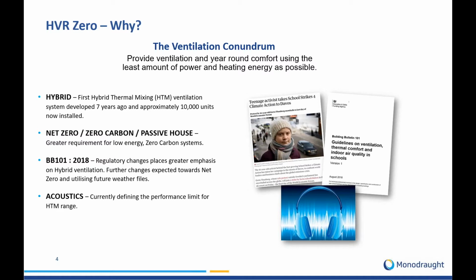It led on from things like our hybrid products we developed 7 years ago. We've installed approximately 10,000 units now, but leading on to the net zero, zero carbon, passive house discussion and the greater requirement for low energy, zero carbon systems. It incorporated legislation changes for education in the UK. BB 101 is a key document, and that was leaning towards net zero aspects and utilising future weather files. Also, acoustics are a key criterion for designing ventilation systems. It currently defines the performance limit for our hybrid range.